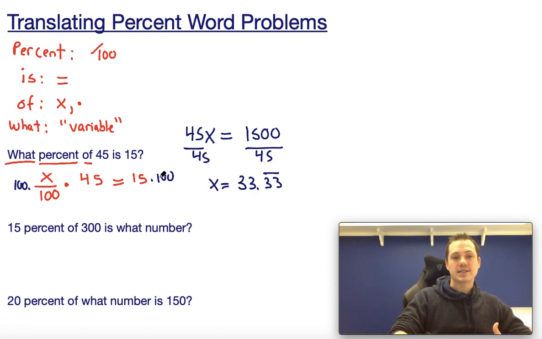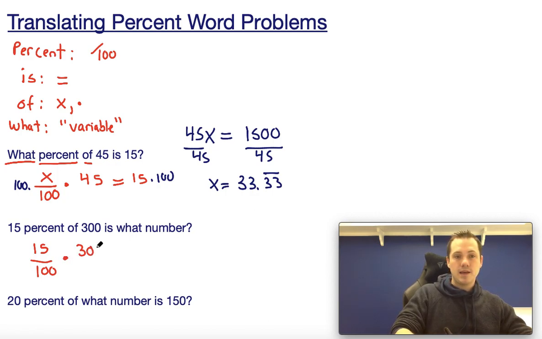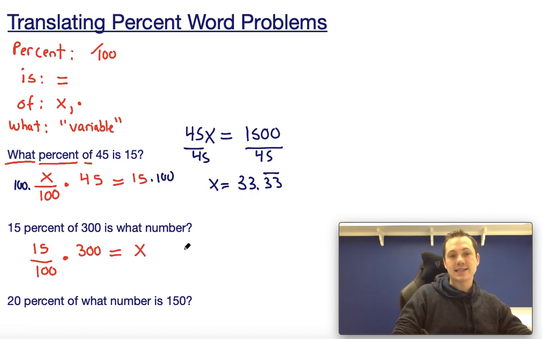Now we can go ahead and take a look at the next problem, and we're going to use the same translation principle. So 15, well, it's just a number. Percent means divide by 100. Of means times. 300 is just a number. Is means equals. And what number just means x.